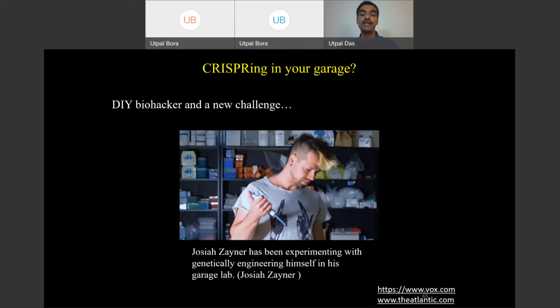What he is doing in his garage, he has all the materials to modify a genome. Imagine what he is doing now. He's holding a pipette. All these things are happening inside his room or in his garage. And what he did was inject the entire CRISPR-Cas9 tool system into his skin.